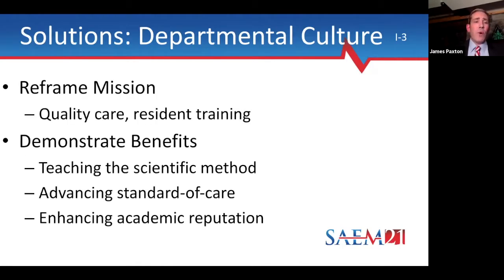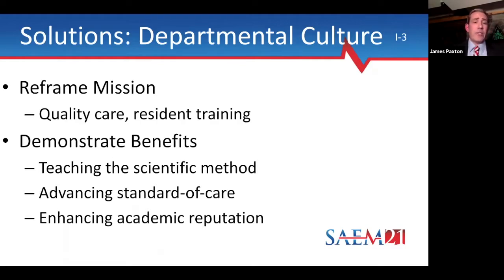Well, I think one way to do this, and you have to have collaboration and cooperation with leadership in your department, is to reframe the mission of your department. What are we here to do? Are we only here to provide quality clinical care, or are we here to actually educate our residents, educate our patients, and improve the care that we're giving? I think that's an important discussion to have, not just with your boss, but with your colleagues.